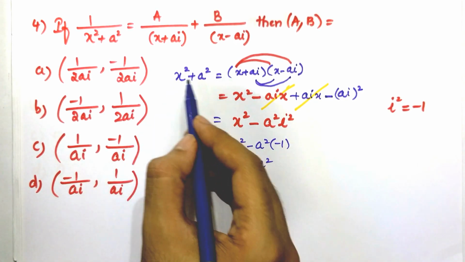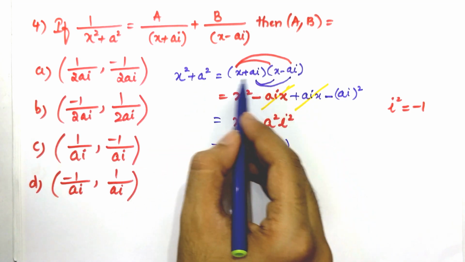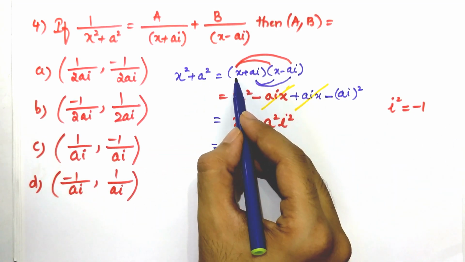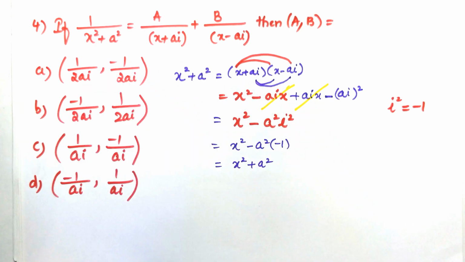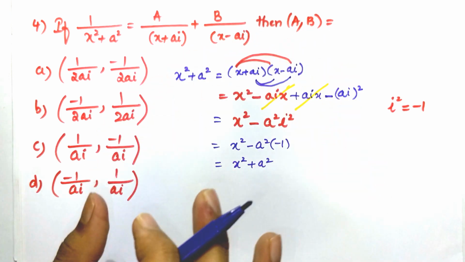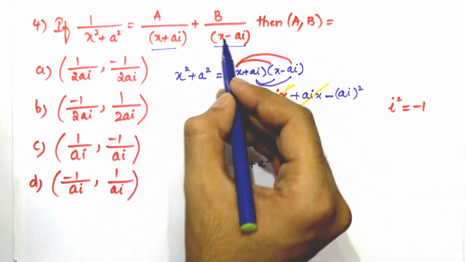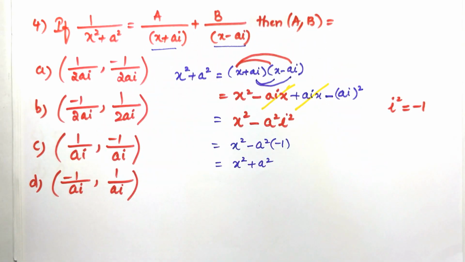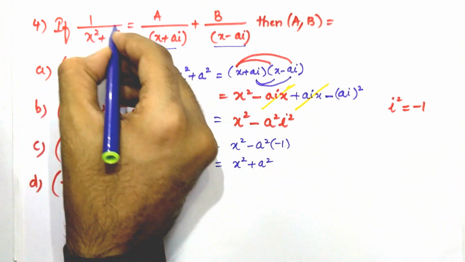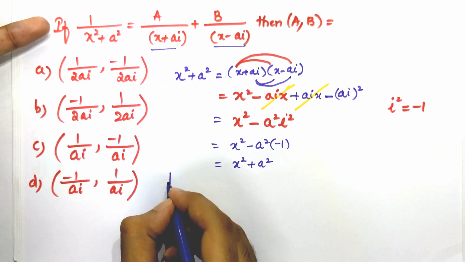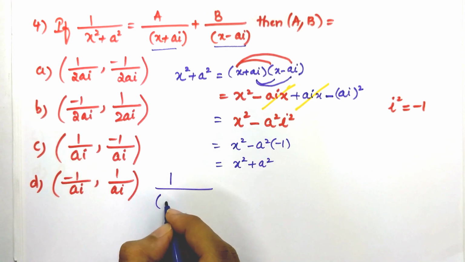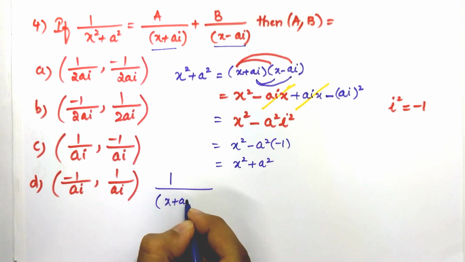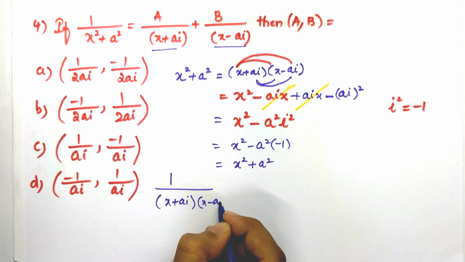So x square plus a square can be written as (x plus ai) into (x minus ai). The product of these two terms gives us this. So no need to calculate in the exam. You just look at the right hand side. Okay, you can see on the right hand side it was given (x plus ai) into (x minus ai). It means this can be written directly. So directly I am writing the question as (x plus ai) into (x minus ai).